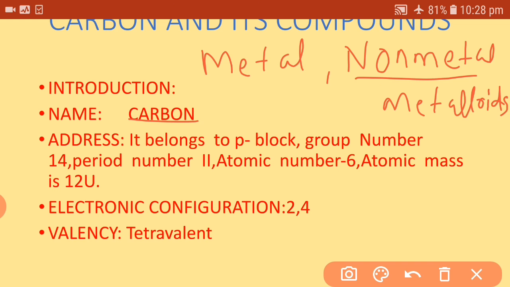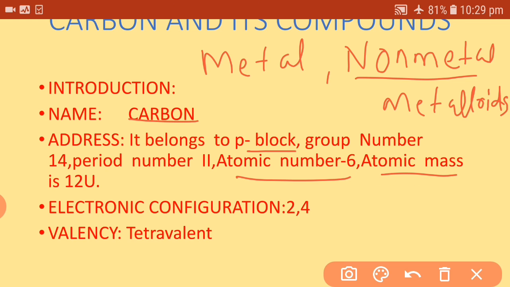In the periodic table, carbon is placed in the p block and it belongs to group number 14, period number 2. Atomic number is 6. The atomic number represents the total number of protons in its nucleus. It is also equal to the number of electrons in the neutral atom. Atomic mass of carbon is 12 u.